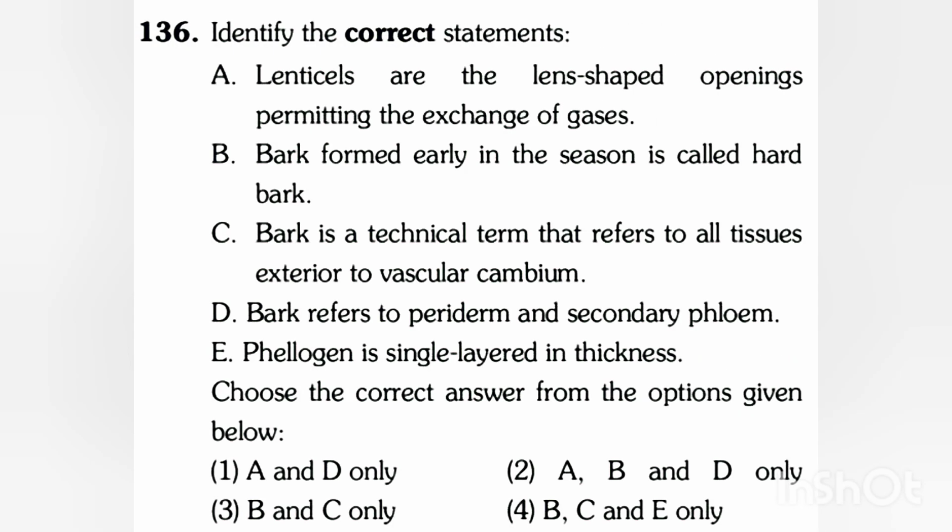Identify the correct statements. Lenticels are the lens-shaped opening permitting the exchange of gases. Bark formed only in the season is called hard bark. Bark is a technical term that refers to all tissues exterior to vascular cambium. Bark refers to periderm and secondary phloem. Phellogen is single-layered in thickness. Choose the correct answer from the options given below. A and D.